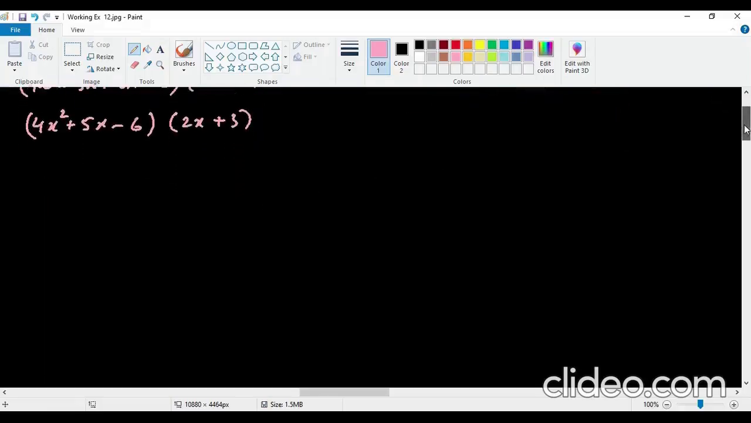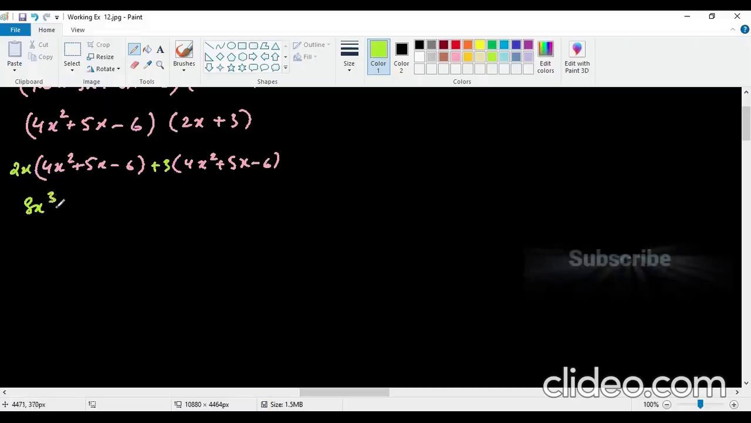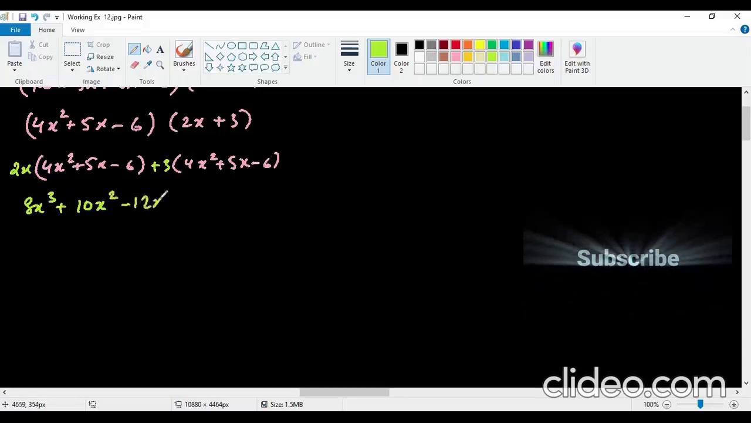Next, I will write 4x² + 5x − 6 two different times, and I'm going to multiply the first bracket with 2x and the second bracket with +3 only. So the first one is going to give me 2 times 4 is 8x³, plus 2 times 5 is 10x², and minus 6 times 2 is 12x.